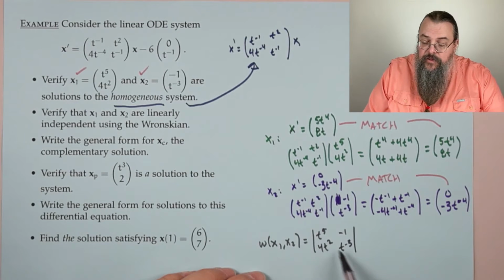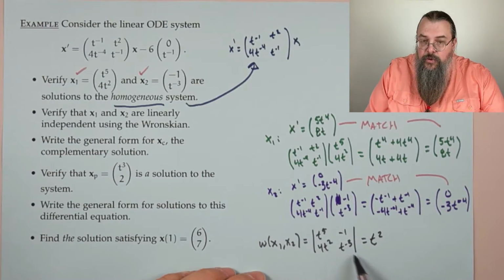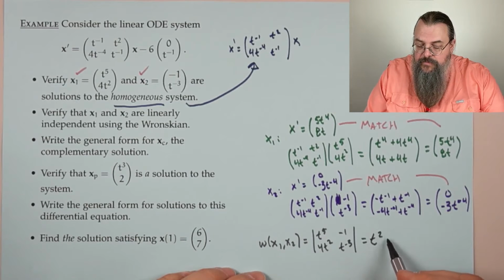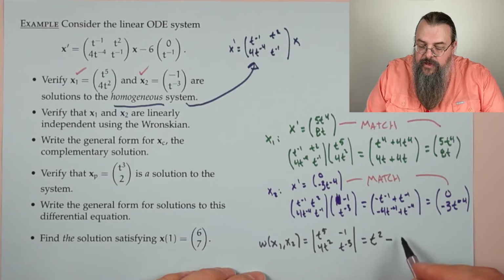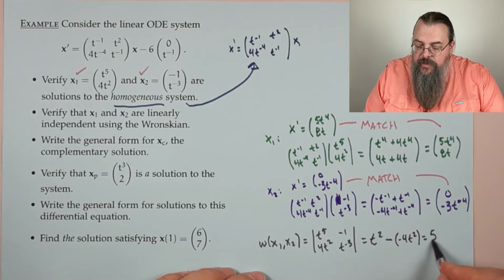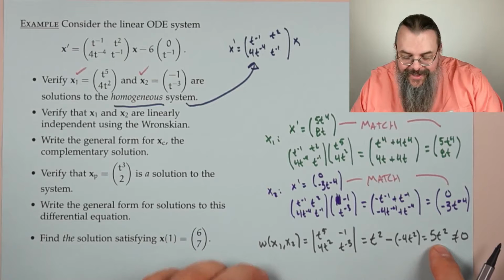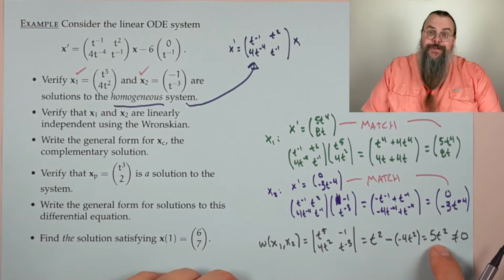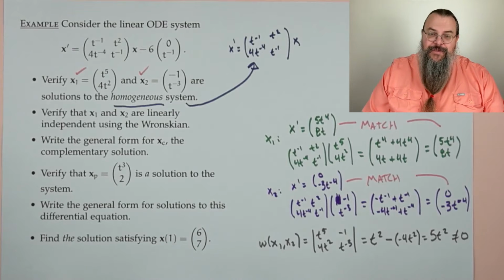All right, t to the 5th times t to the minus 3 would give us t squared down the diagonal. Subtract, going up the diagonal, 4t squared times minus 1 is minus 4t squared. Well, that's 5t squared, and that's not 0. And they might say, oh, well, wait. Steve, you have a problem at 0. Oh, yes, we definitely have a problem at 0.